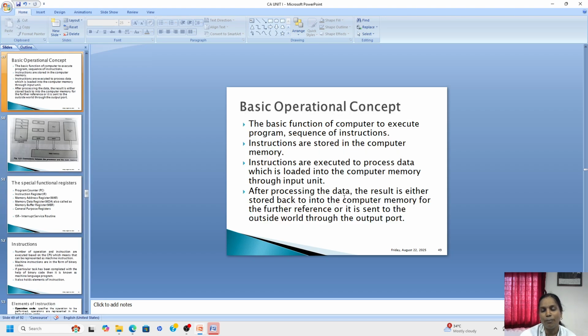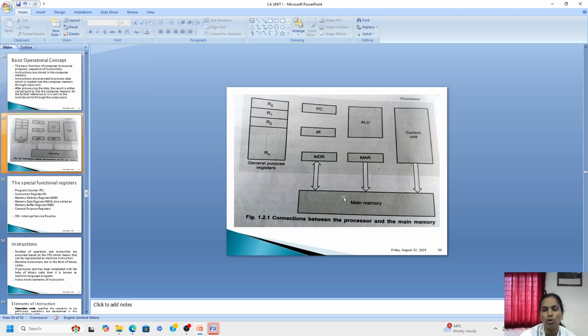The basic operational concept is that, for a computer to execute a program, the sequence of instructions is stored in computer memory. The instructions are executed to process the data, which is entered into computer memory through the input unit. After processing the data, the result is stored in computer memory for future reference, and the output is displayed through the output ports.